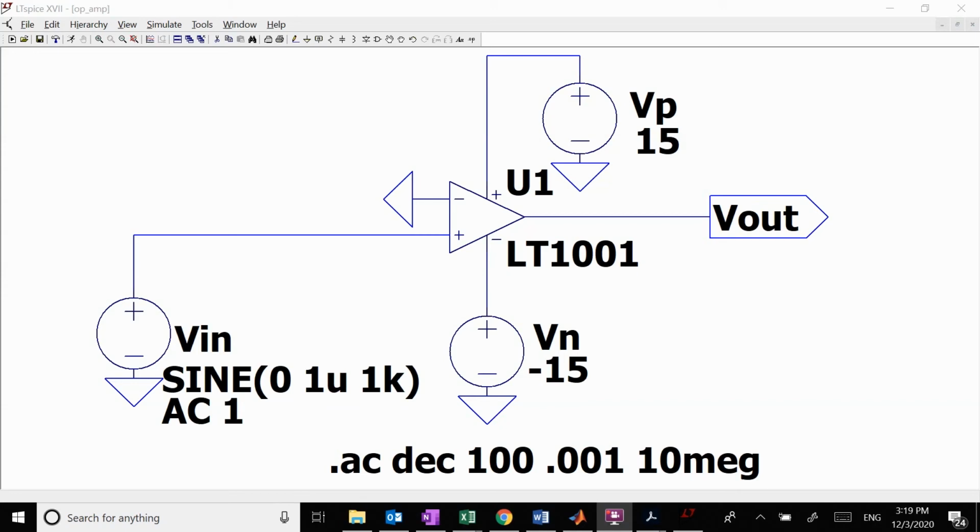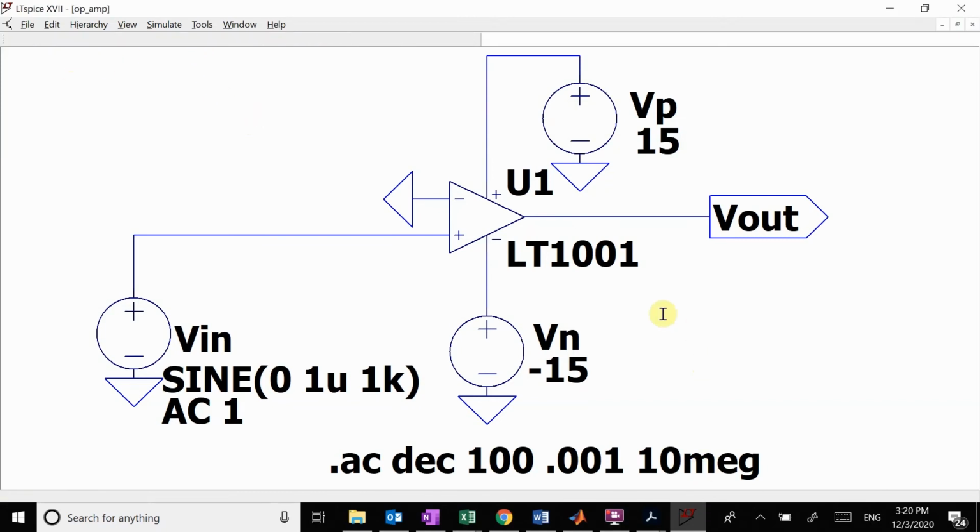Okay, so we want to talk about the frequency response of op amps. So you can see here is an op amp. I just grabbed the LT1001 op amp, and we have to give it the two supplies, and then we're not looking at it with feedback. So we're looking at it in what's called the open loop configuration. So we're going to do an AC sweep of this.